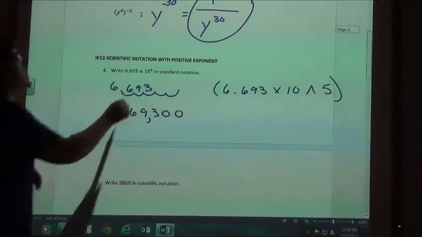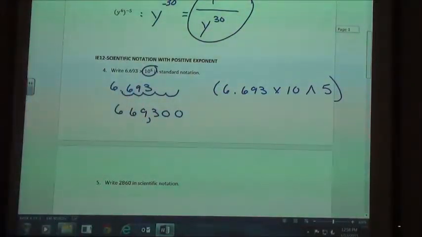So my shortcut just is, if I have 10 to the 5th, I'm multiplying by 10, 10, 10, 10, 10, 5 times, moves my decimal 5 places to the right, makes my number bigger.